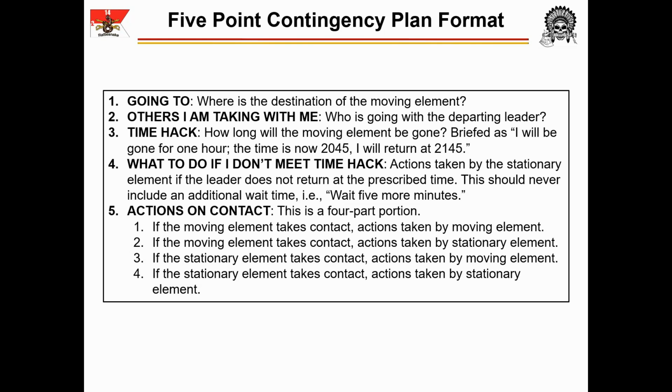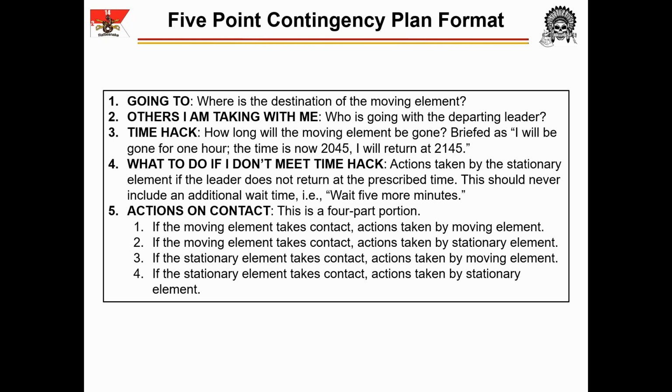The fourth line details what to do if the leader does not meet the time hack. These are actions taken by the stationary element if the leader does not return at the prescribed time. This should never include additional wait time. For instance, the leader will never tell the subordinate, if I do not return by the time hack, wait 15 more minutes. This is redundant and should be part of the original time estimate.